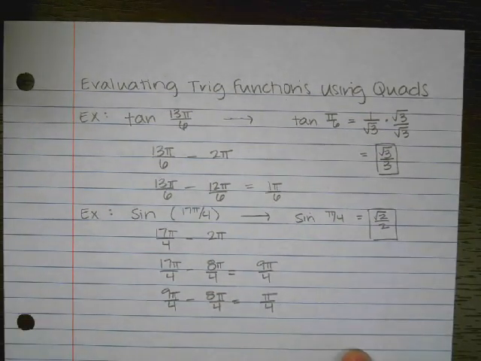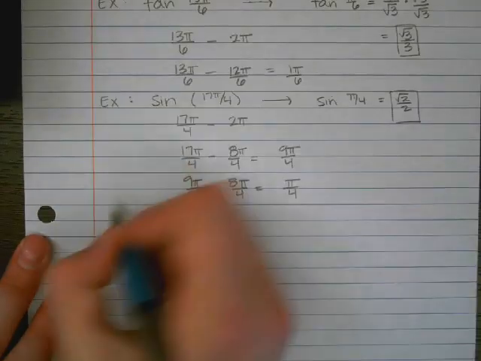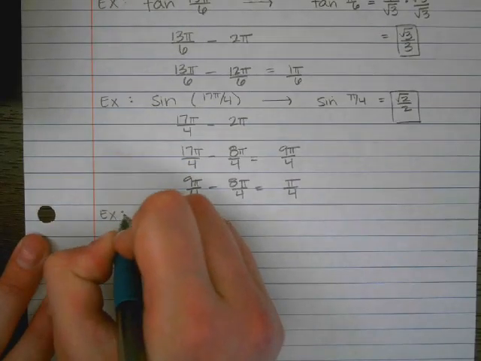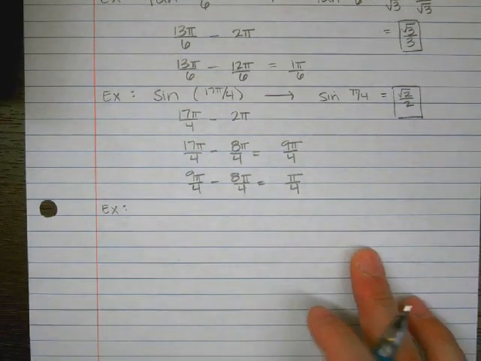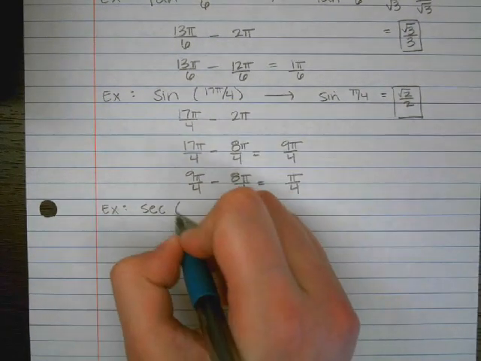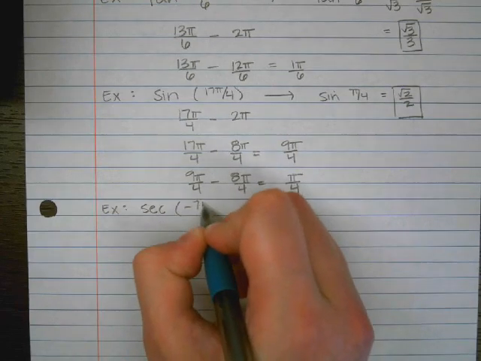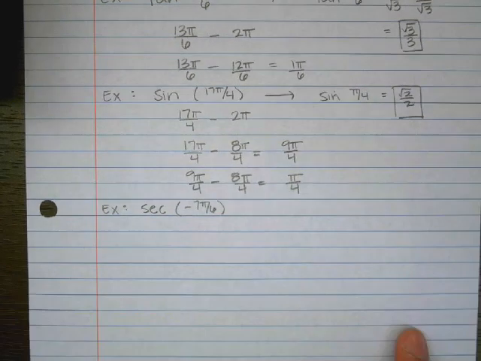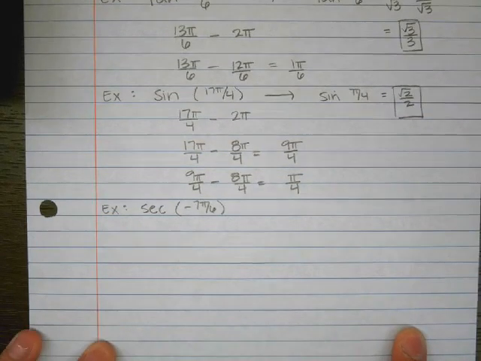And then we'll go ahead and do one last example like that. So here we're going to do secant of negative 7 pi over 6. Secant of negative 7 pi over 6.